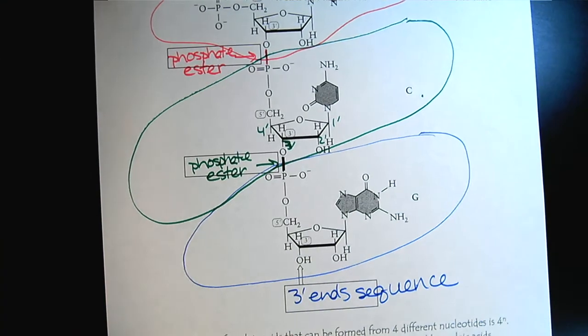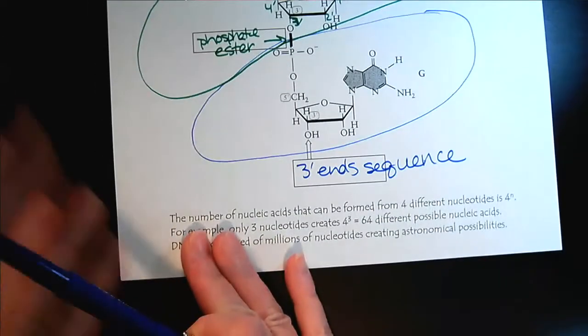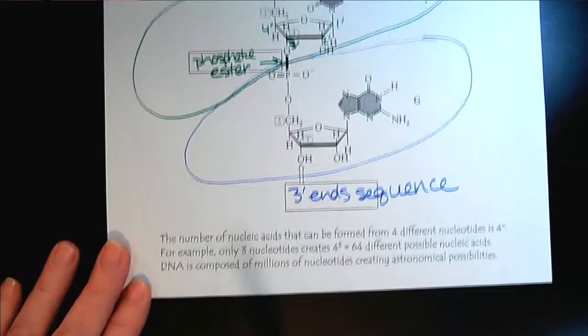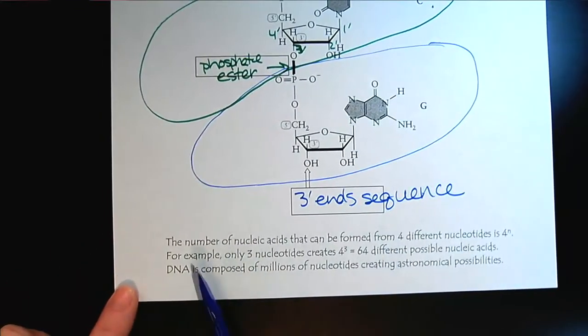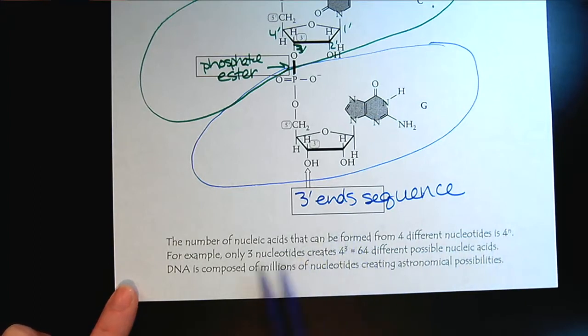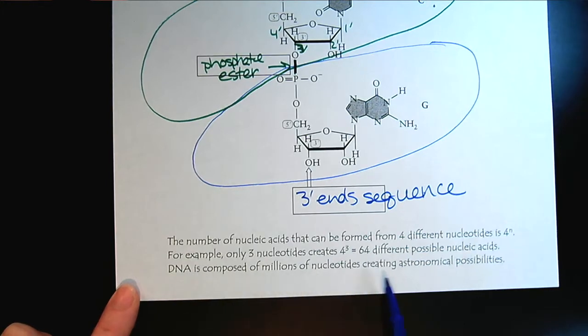Now, we only have 4 nucleotides. How can we get so many different genetic variations? Well, the number of nucleic acids that can be formed from 4 different nucleotides is 4 to the n. So just using these 3 nucleotides right here, 4 to the 3rd is 64 different possible nucleic acids. And DNA is composed of millions of nucleotides, so that explains the wonderful diversity that we see among all the different creatures on this planet.